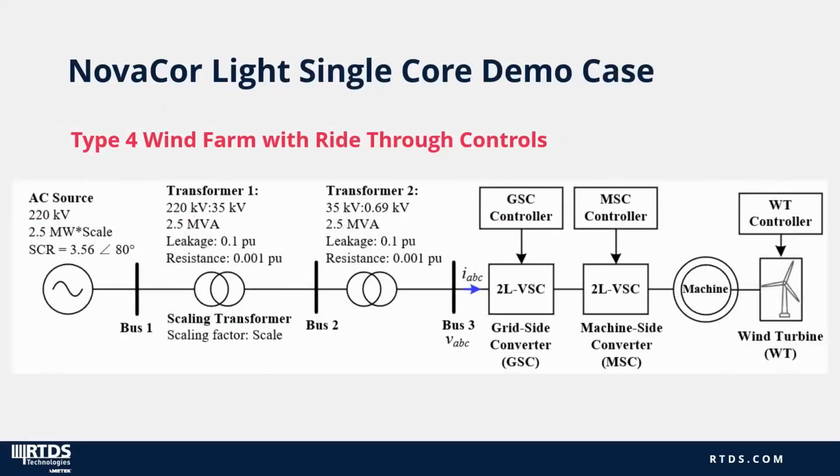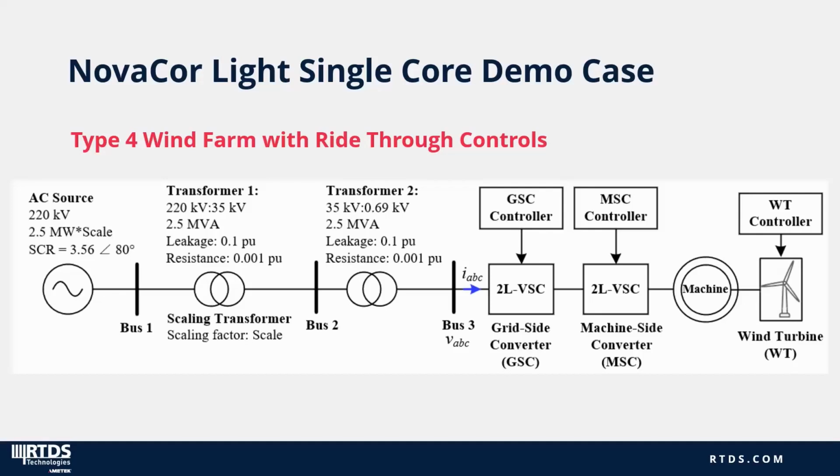Next, for the single core demo case, we're going to be simulating a Type 4 wind farm with ride-through controls. We can see a single line diagram of the system here. In this system, we have an AC source representing the grid that's connected through 2 transformers to our Type 4 wind farm. We have 2 converters connected back to back. One is designated the grid side converter, the other being the machine side converter. These 2 converters connect to a permanent magnet synchronous machine, which is then connected to our wind turbine.